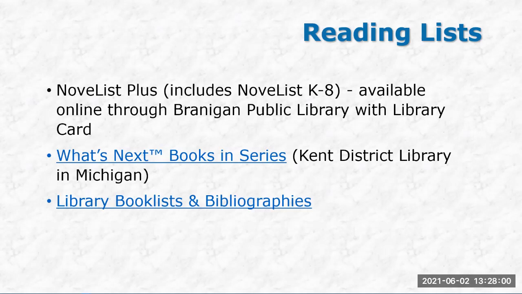The next is called What's Next? Books in a Series, and it's being maintained by a library group up in Michigan. And the last one is a list of lists taken from libraries across the United States.